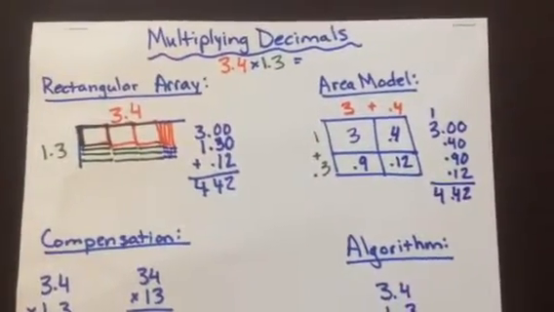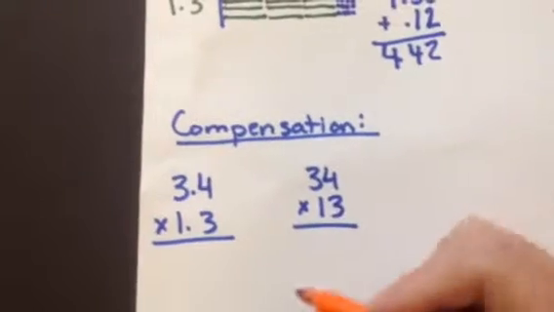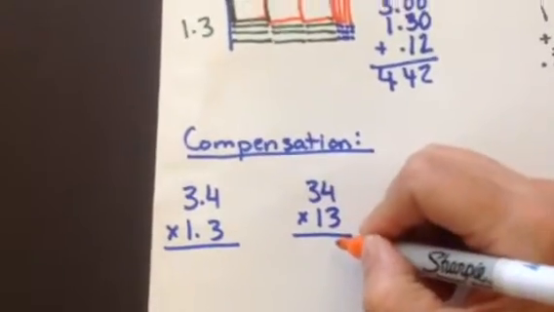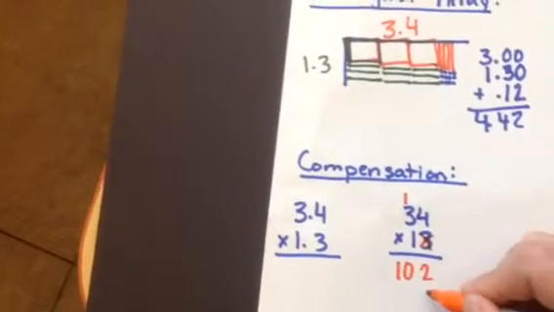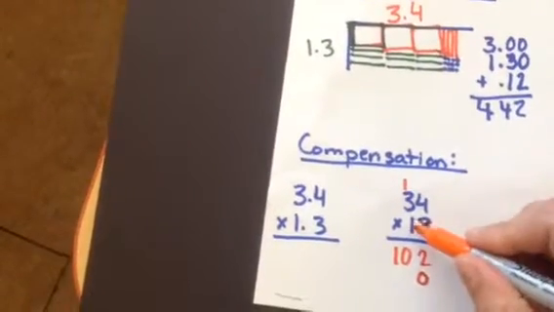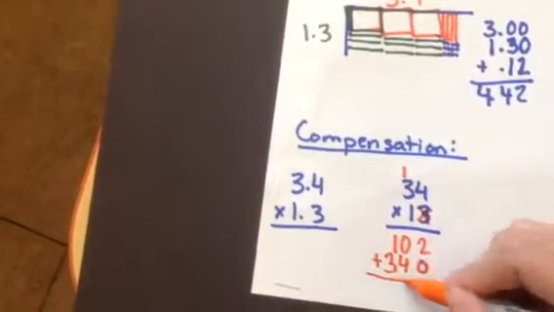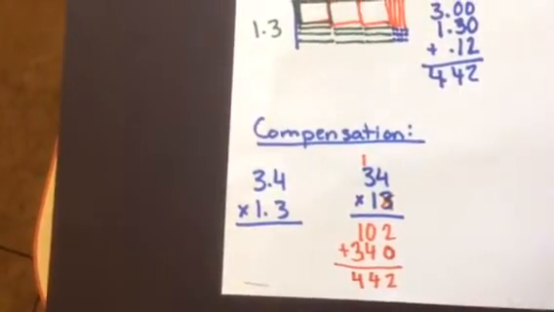I've gone from pictures to numbers. And now I'm going to go over to what I already know about whole numbers to help me using a strategy called compensation. I already know how to do 34 times 13. I'm going to hold my tens place here by multiplying by 10. So my answer for the whole numbers would be 442.